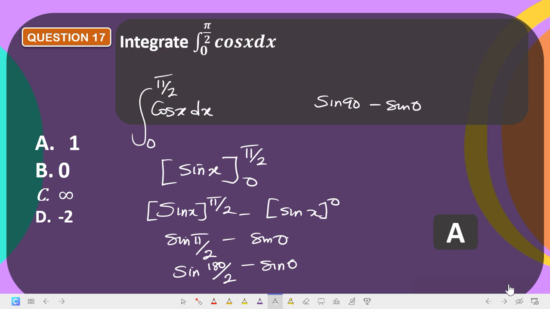Now, if you punch your calculator, sine 90 is 1, minus sine 0, which is what? 0. 1 minus 0 is 1. So the correct answer to this question is 1.